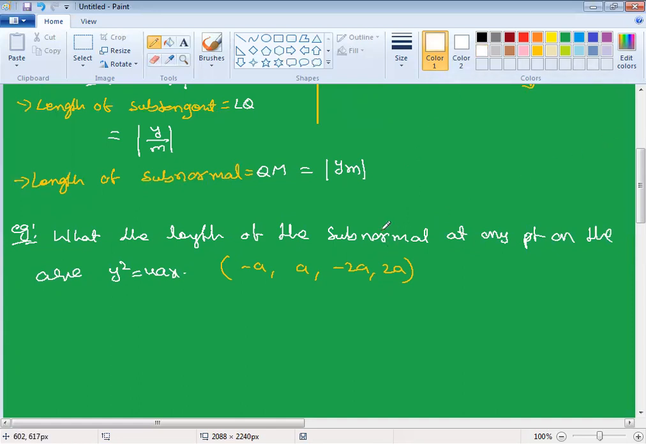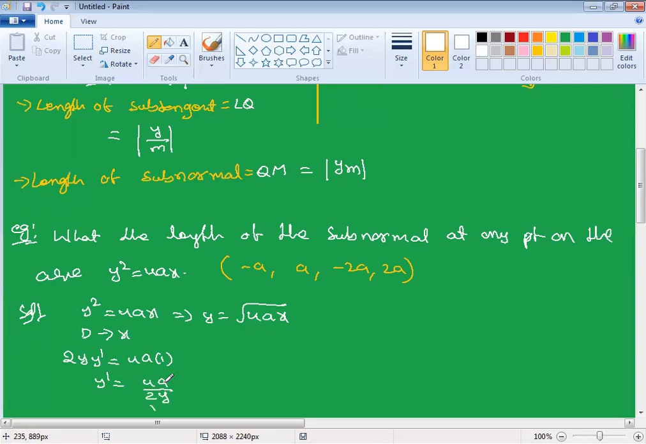So you know how to find the length of subnormal. What is the formula? Length of subnormal is y into m, which means we need to find m compulsorily, right? Solution: given y square equal to 4ax, then we can write y equal to root over 4ax. Differentiation with respect to x: for y square, you can write 2y y dash equal to 4a into 1. Then y dash equal to 4a by 2y, which is equal to 2a by y. So this is m, nothing but the slope m.